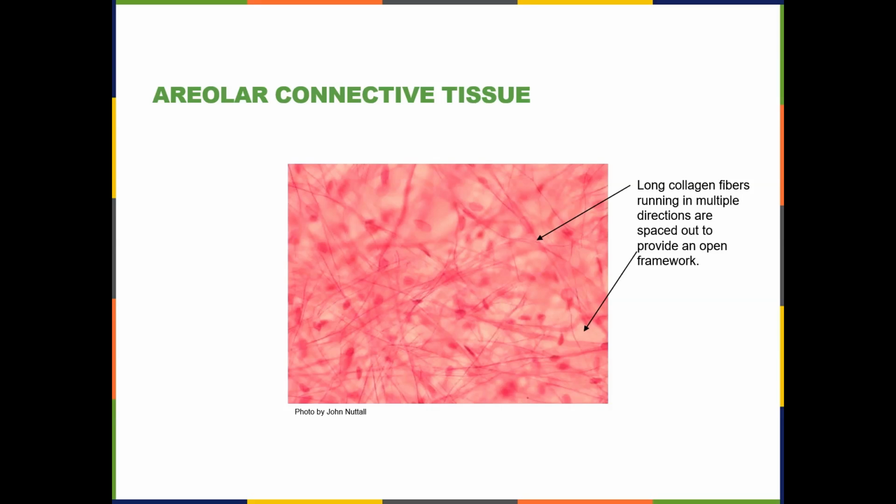Areolar connective tissue is often found supporting epithelia, for example, in serous membranes. There's areolar connective tissue found underneath the simple squamous epithelium. And in mucous membranes, there's areolar connective tissue found underneath the epithelium. And in the cutaneous membrane, there is a layer of areolar connective tissue found directly underneath the epidermis in what's known as the papillary layer of the dermis.